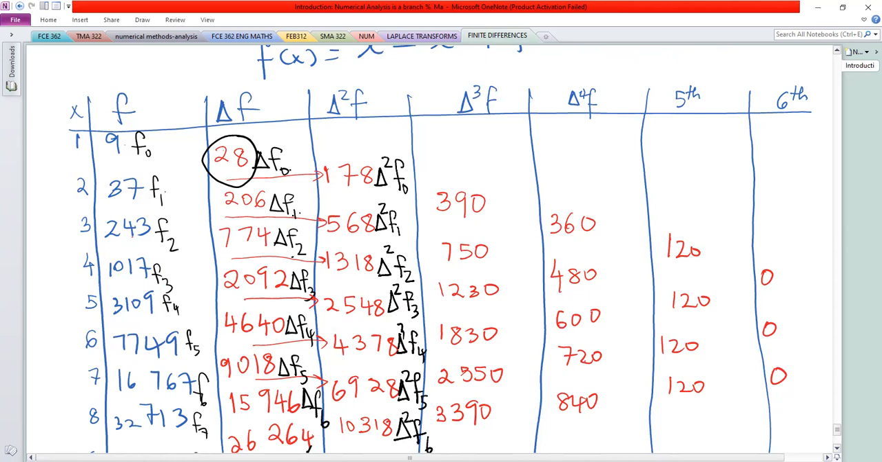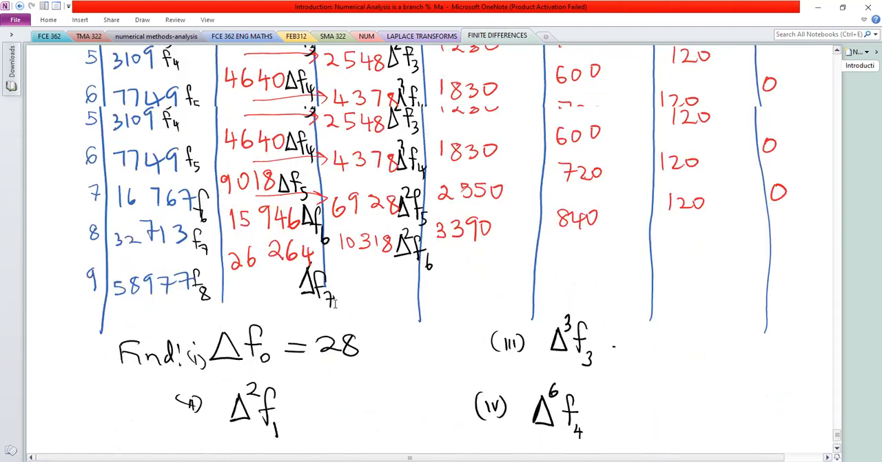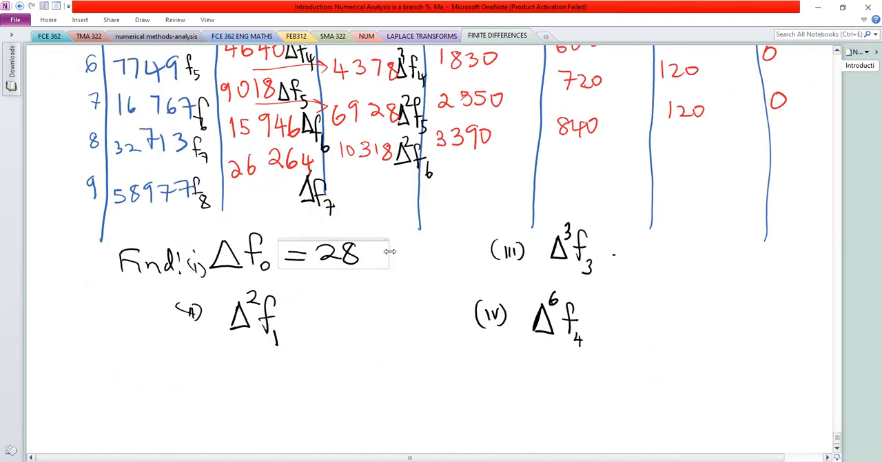So which tells us that the question which we have to answer, second forward of F1, will be given by this value 568. So second forward of F1 is 568. So the answer here will be 568.